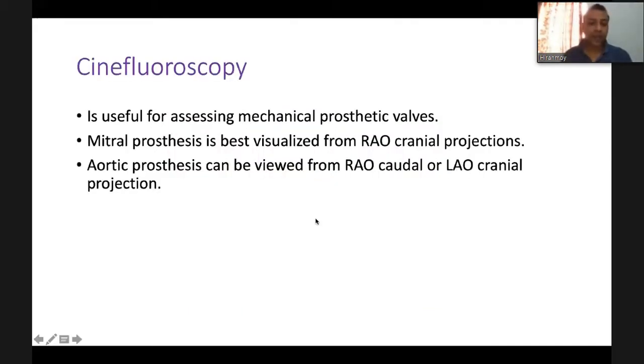Another easy way to assess a mechanical prosthetic heart valve, I am mentioning mechanical prosthetic heart valve, is cinefluoroscopy. Take the patient into the cath lab and just open the cinefluoroscopy. You can appreciate a very good view of the leaflet occluder, whether the occluder is moving well or not. If the occluder is moving well, there is less chance of stenosis, particularly formation of thrombus. It is useful for assessing mechanical prosthetic valves. Mitral prosthesis is best visualized from the aerocranial projection, and aortic prosthesis can be viewed from the aerocaudal or aerocranial projection.